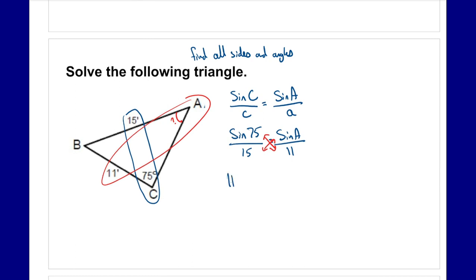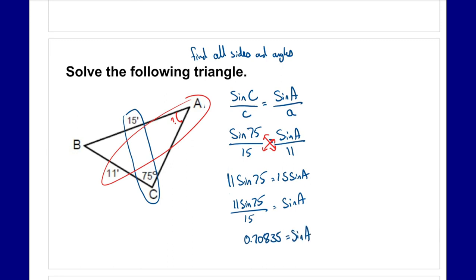We get 11 times sine 75 is equal to 15 sine A. To get the 15 by itself, we have to bring it back over and we end up dividing by 15. So I can divide this right now or do this calculation. I can do 11 times sine 75 divided by 15. I get 0.70835 equals sine A. And then the same with the ratios.